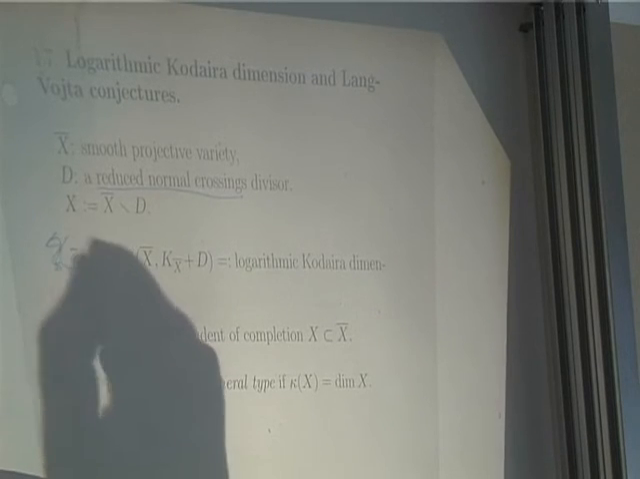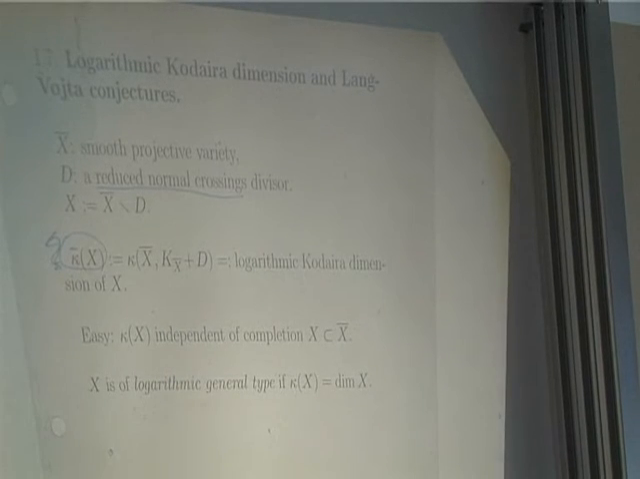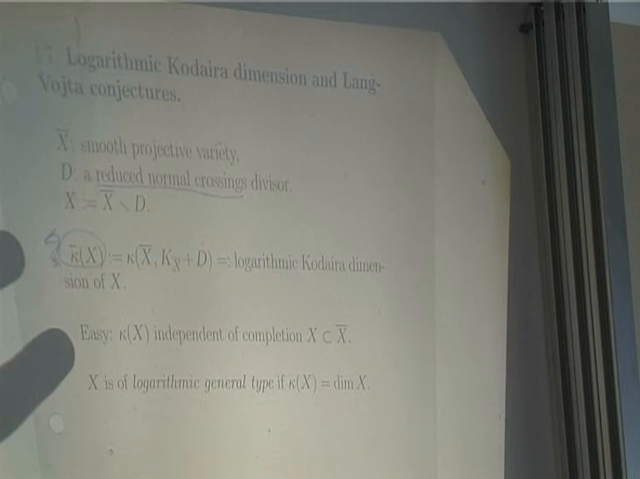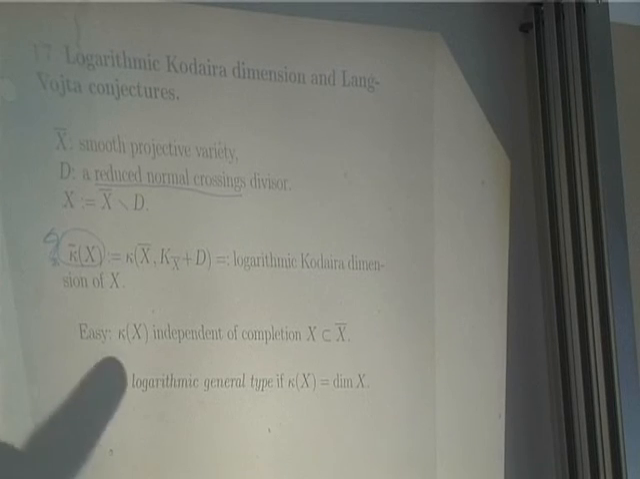I'm not sure what the common notation is. There is more than one notation in the literature. An easy exercise is that this number is independent of the completion. We say that X is of logarithmic general type if this logarithmic Kodaira dimension is the dimension of X.